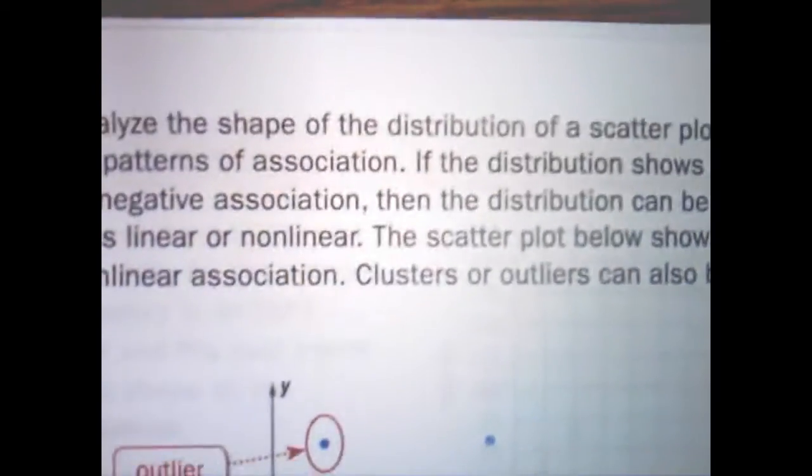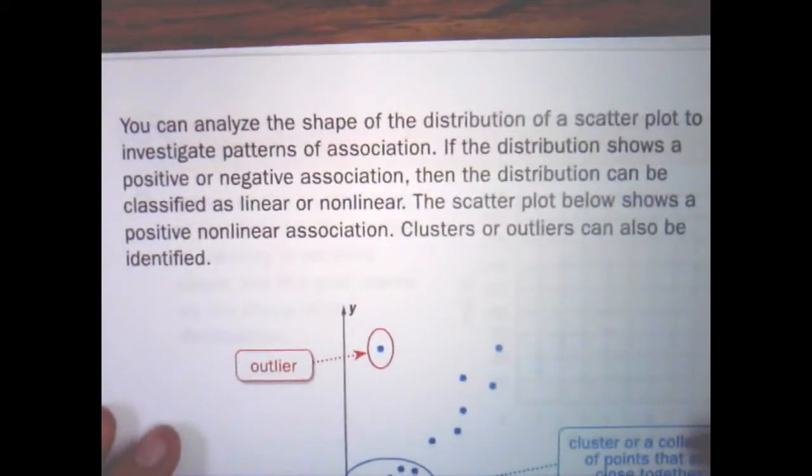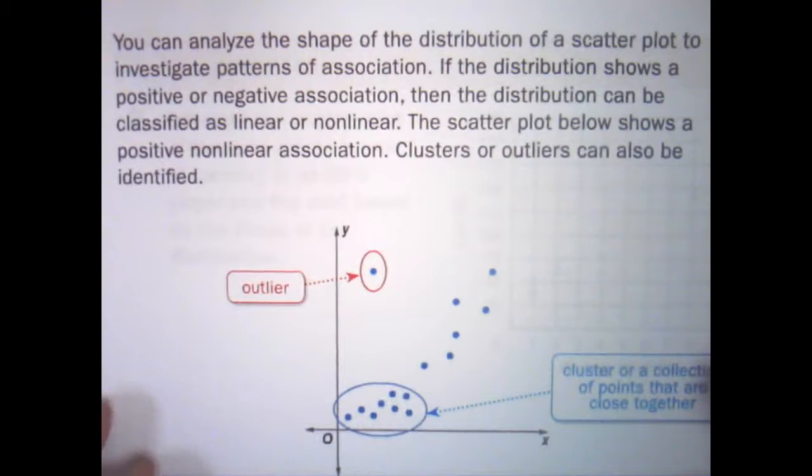The other things we look for are called outliers and clusters. Okay, and the names kind of give away what they are. So it says you can analyze the shape of the distribution of a scatter plot to investigate patterns of association. If the distribution shows a positive or negative association, then the distribution can be classified as linear or nonlinear. I already talked about that. The scatter plot below shows a positive nonlinear association. Clusters or outliers can also be identified.